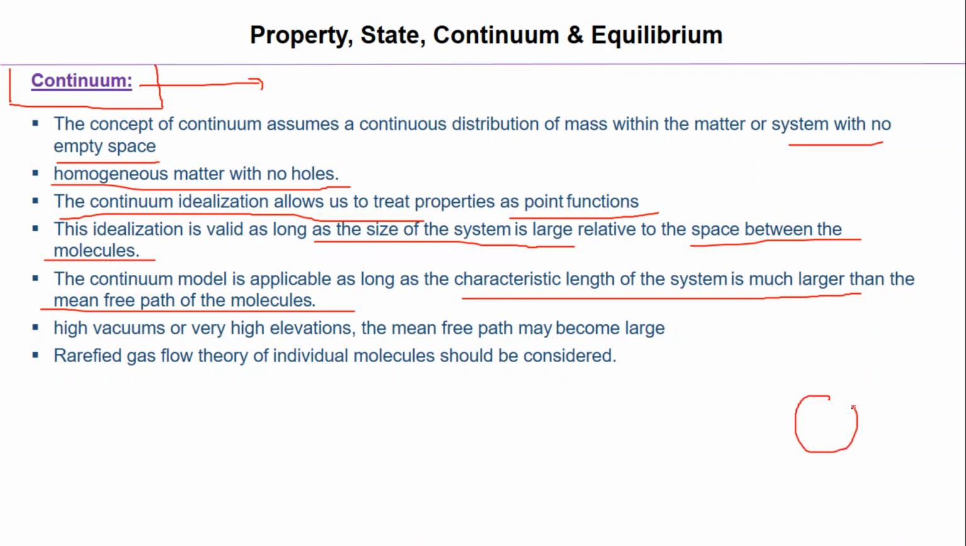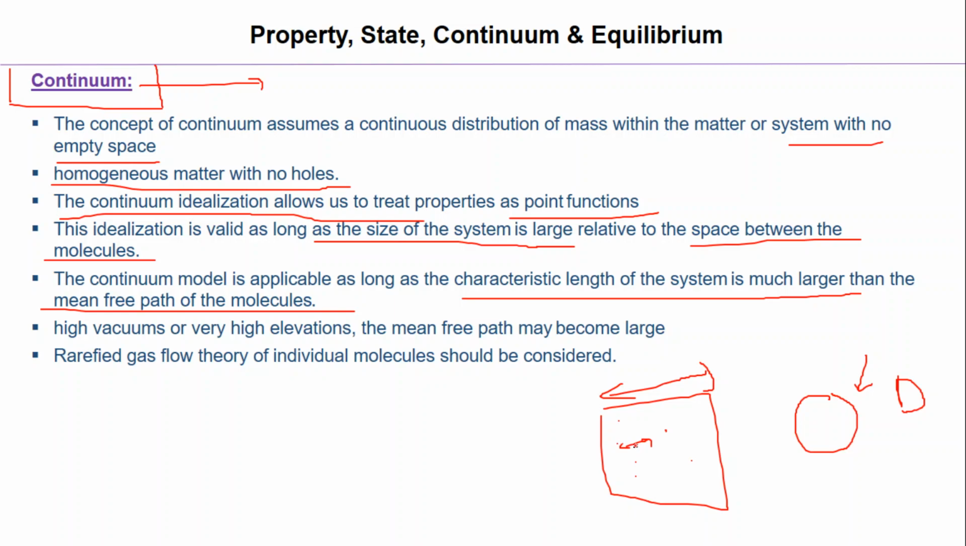If we are discussing a cylindrical or spherical system, then we take the diameter as the characteristic length of the system. If it is a square, then one side can be considered as the characteristic length of the system. So this length should be quite large compared to the mean free path of the molecules. There are a lot of molecules in the system, they have some mean free path between them. So this should be quite small compared to the characteristic length.